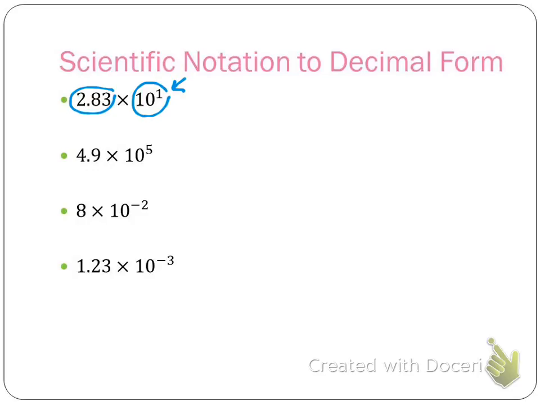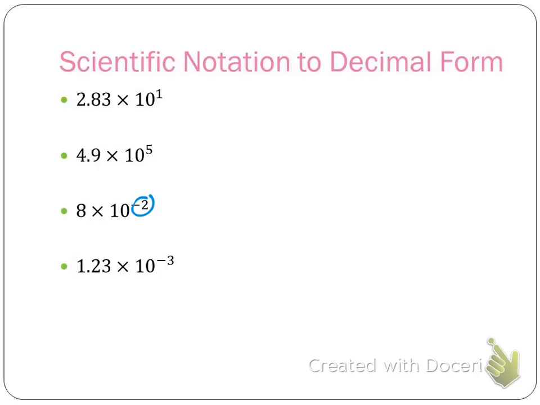If the power is positive, we move the decimal in this part of the problem to the right because we're making the number larger. If our exponent is negative, we move the decimal to the left because we're making the number smaller. Okay? So let's look at this first problem here.